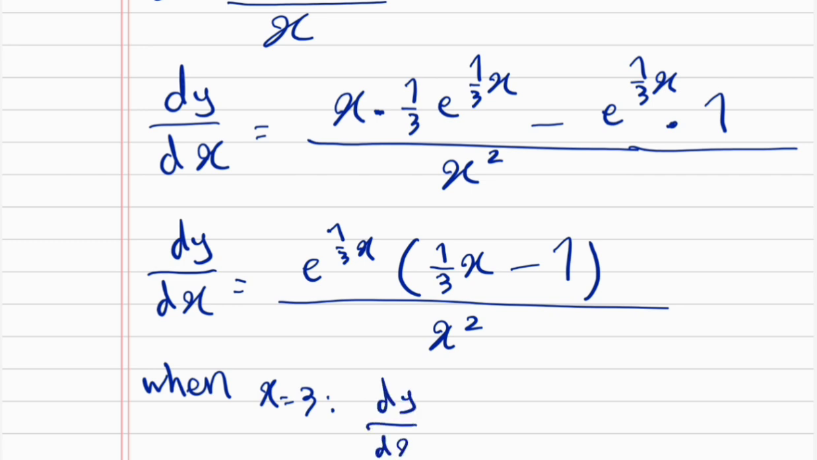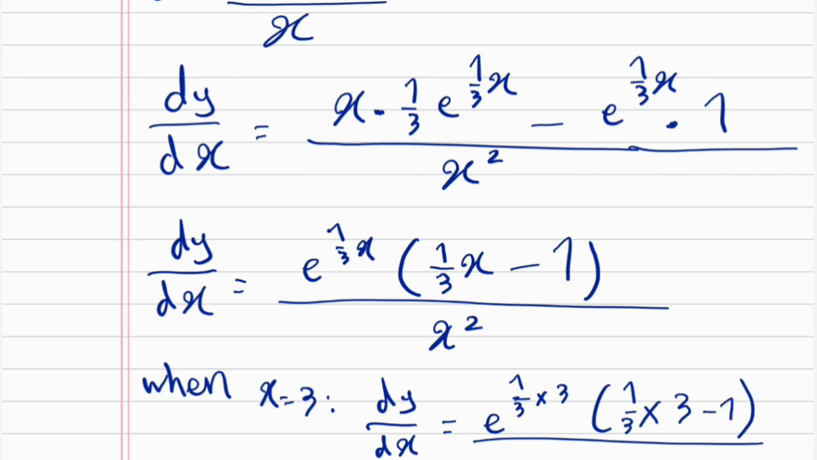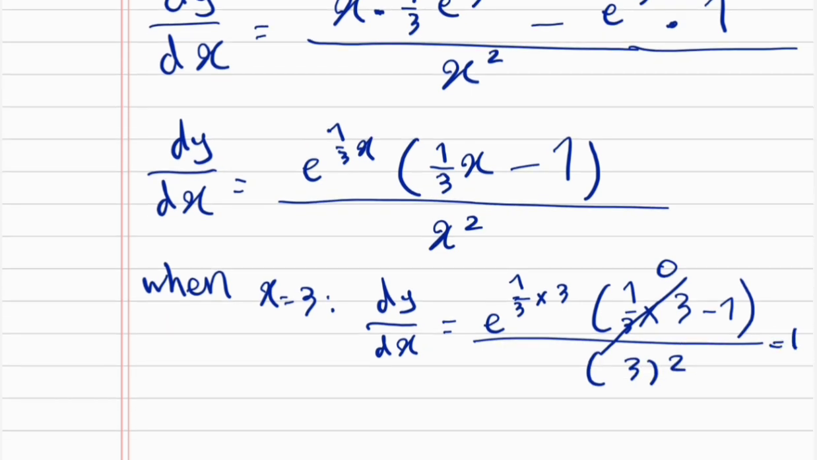So when x is 3, we substitute that to find dy dx. So it's going to be dy dx is e to the third times 3, 1/3 times 3 minus 1 divided by 3 squared. Yeah, and what happens is that inside the bracket we have a third times 3, which is 1, and then 1 minus 1 is just 0, and 0 times e to the third times 3 is going to be 0. So the entire thing is 0. 0 is the gradient in this question.